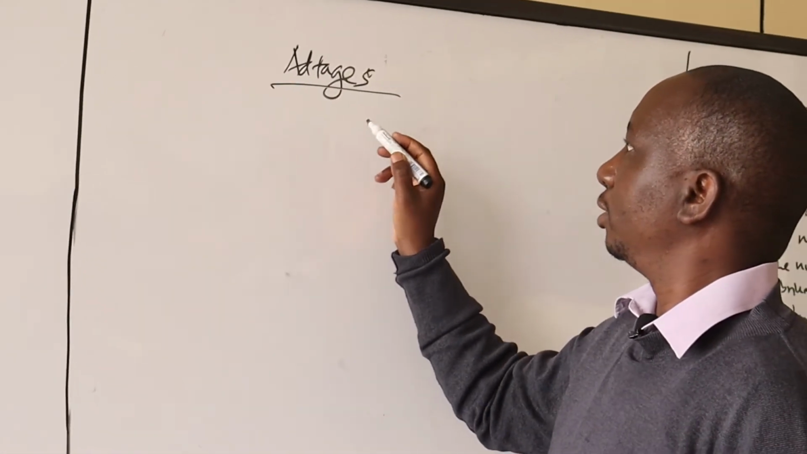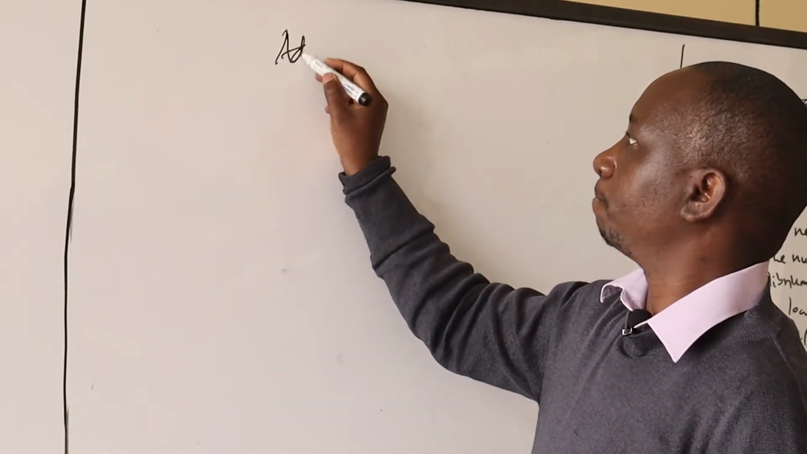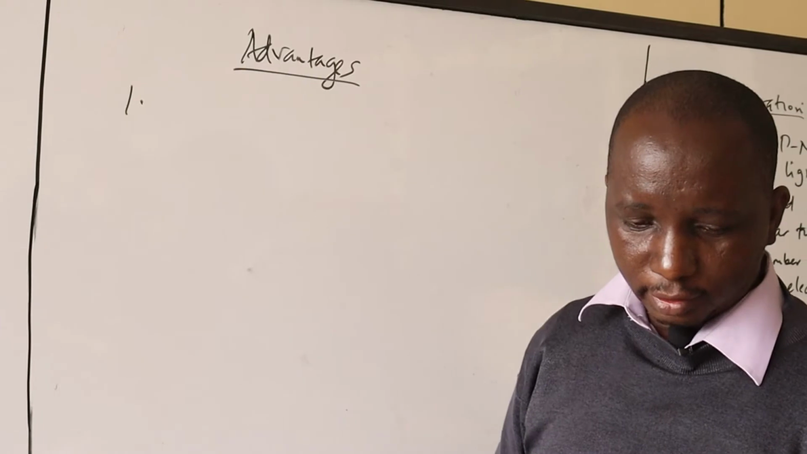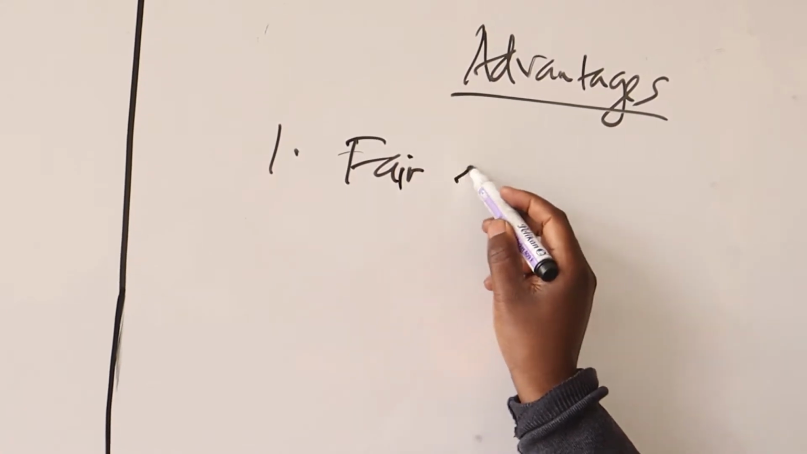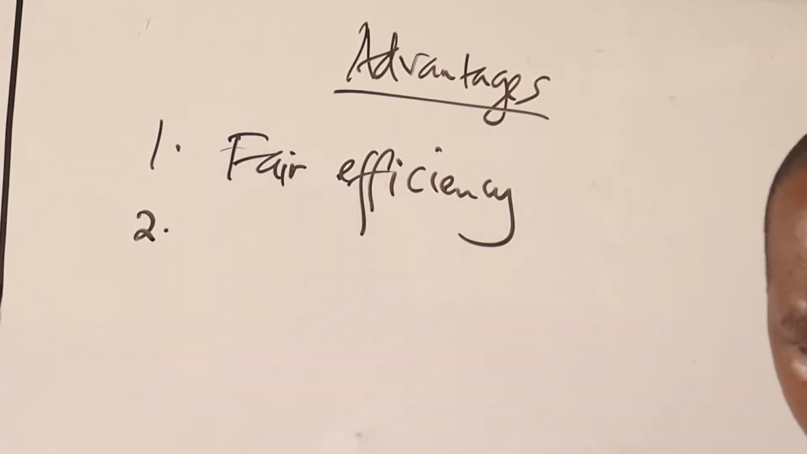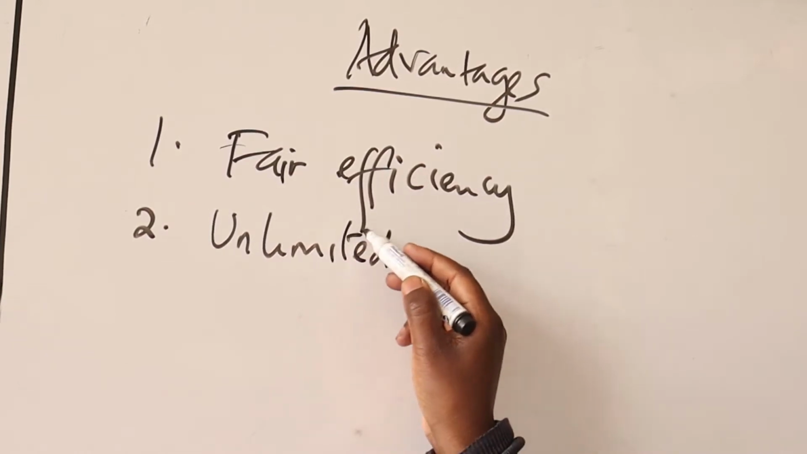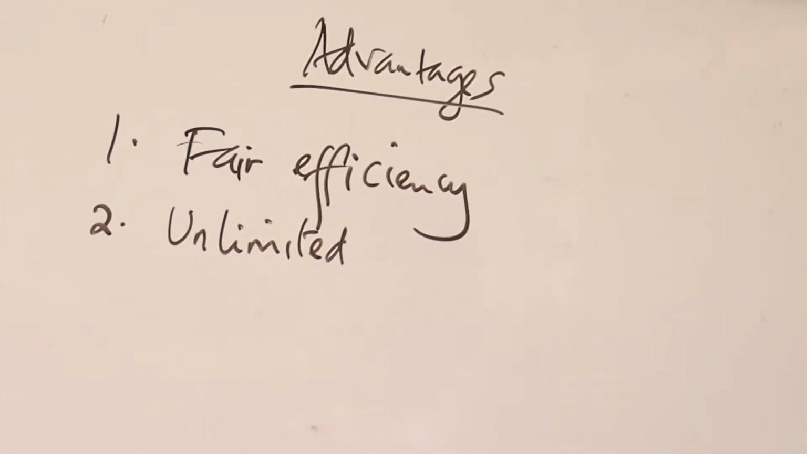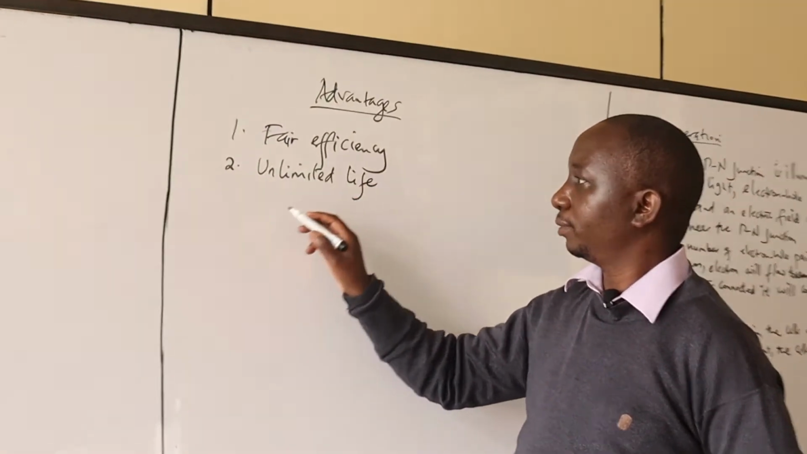Advantages. Number one is fair efficiency. And number two, we have unlimited life. We see so many people using solar nowadays, because once installed, by the time they think of even moving out, so many years have rolled. So we talk of the unlimited life.